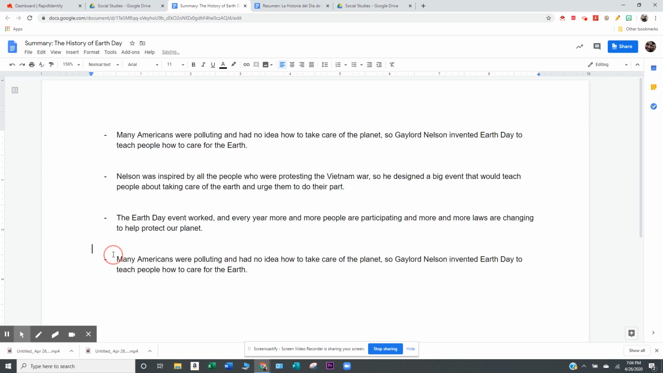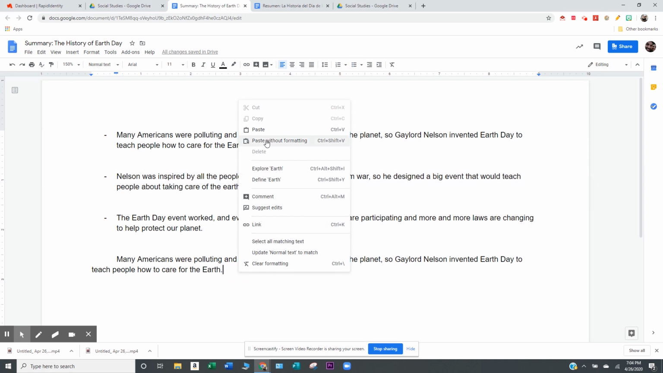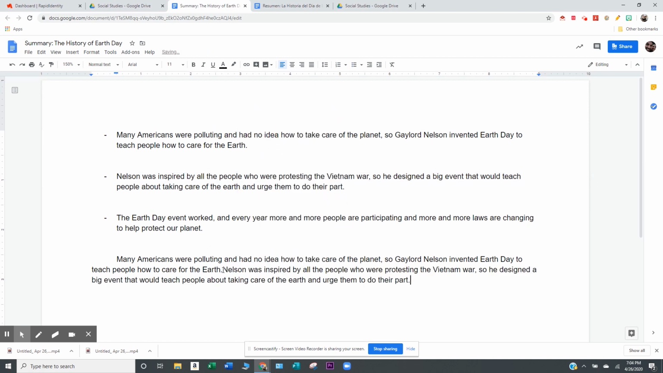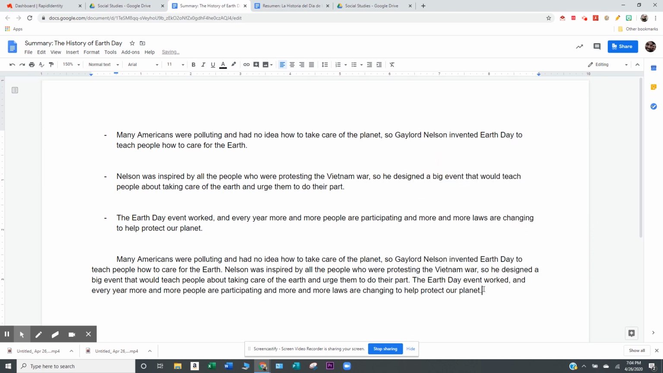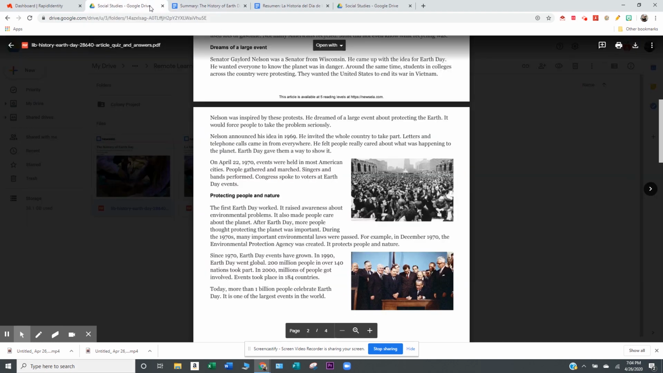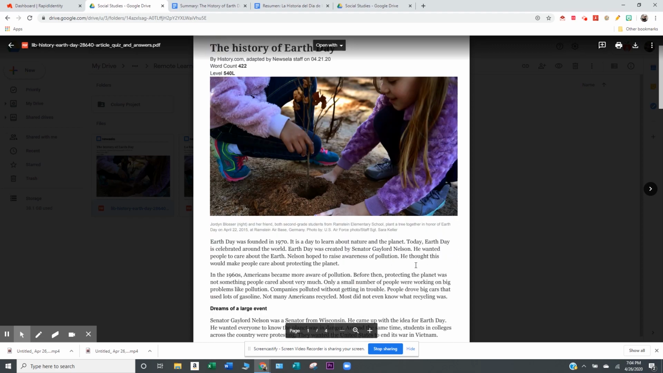Make sure that when you're writing a paragraph, you indent. I can put all three of these sentences together. Now I have a solid summary, one paragraph that summarizes the entire article.